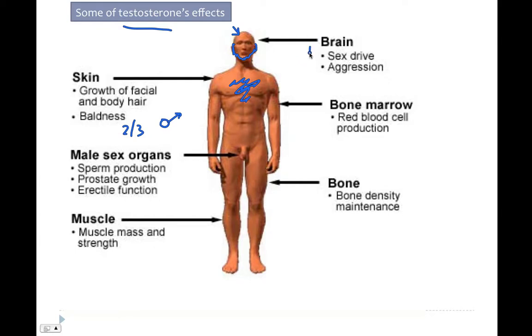Testosterone will have an effect on the brain. It will increase the sex drive and increase the aggression as well in young men. In the bone marrow, testosterone is linked to higher red blood cell production, so we'll see that occur. And bone density and maintenance will also be affected by high amounts of testosterone.